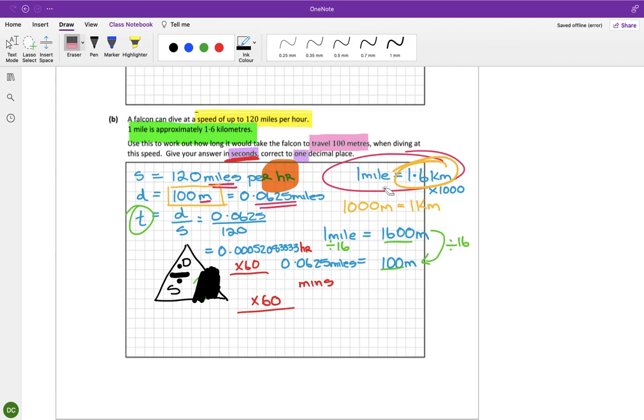So then we multiply it by 60. And for minutes, I'm getting 0.03125. And then we multiply it by 60 again. And we get 1.875. That is in seconds. Go on, catch up. There you go. And then we want one decimal place.